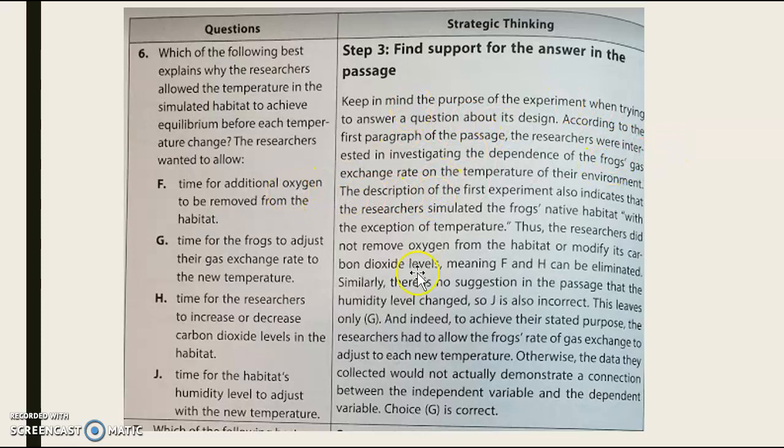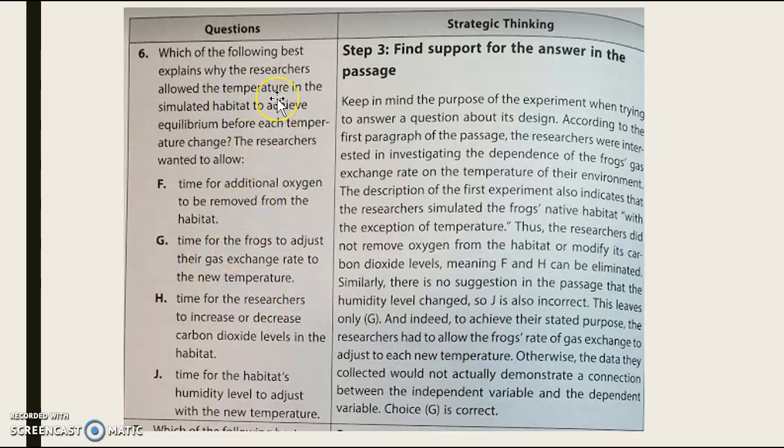Well, the description over here is actually pretty good, but in my mind, what am I thinking? I'm thinking if I am told right here that they're bringing the temperature up and then holding it, are they doing that to remove oxygen from the habitat? Doesn't make sense to do that. Or to increase or decrease carbon dioxide levels. They would do that for G, to allow frogs to adjust.